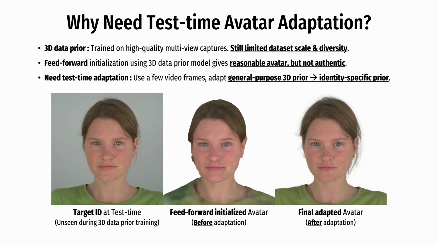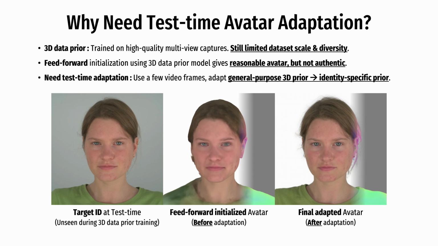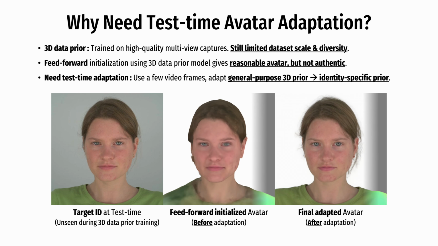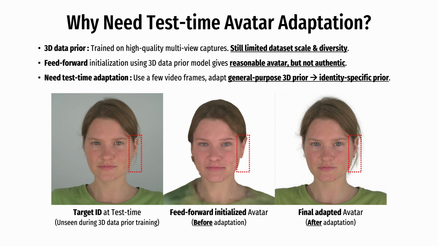While our 3D data prior is trained on high-quality scans, it is inherently limited in terms of scale and diversity. As a result, the feed-forward initialization produces an avatar that is reasonable but lacks authenticity. To bridge this gap, we perform test-time adaptation. By fine-tuning the general-purpose 3D prior on a few video frames, we create an identity-specific prior, achieving a high-fidelity, authentic avatar.